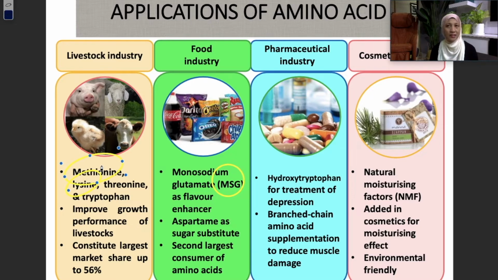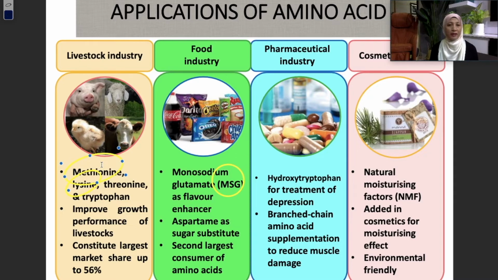So methionine is actually a sulfur-containing amino acid, and it is the most limiting amino acid in conventional poultry feed. For example, if you feed the animal with plant-based diets, the concentration of methionine is usually very, very low. So that's why when you are feeding the animals with plant-based diets, you need to supplement the methionine in their diets to improve their growth performance. For methionine, more than 0.5 million tons have been produced every year.